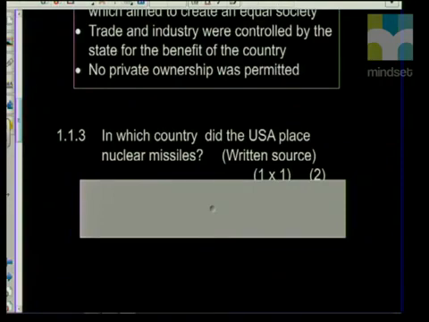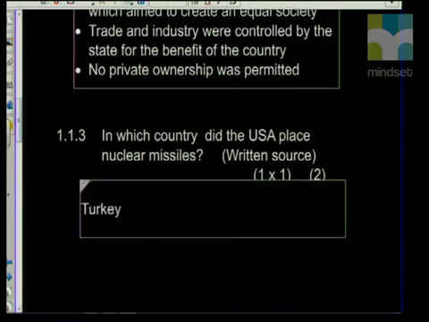Okay, so the possible answer there is Turkey. And that information is found in the source. So if you've read your source properly, you will see that the answer is already there.